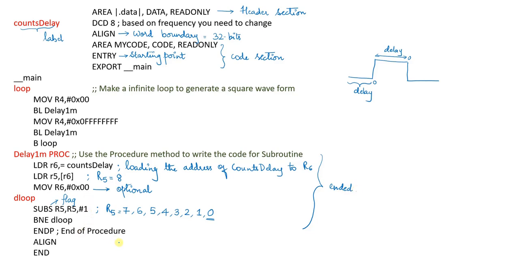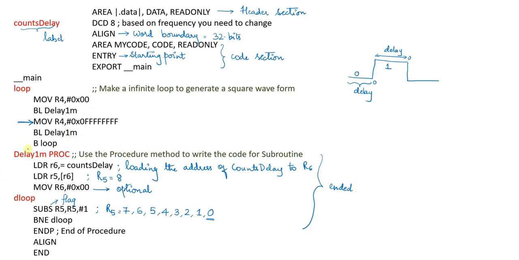Once that is done, you are supposed to come back to this part of the code. When you come to this part of the code, your delay has become equal to 0, and now the value of R4 is going to be equal to 0xFFFFFFFF. So you have moved from a logic low to logic 1. Now next, branch with link to delay 1m.